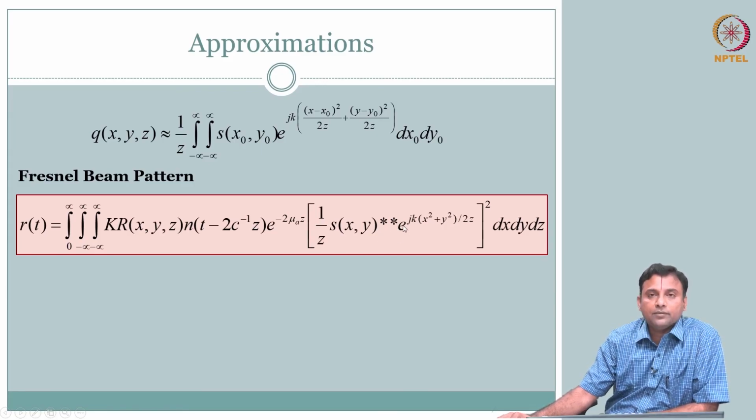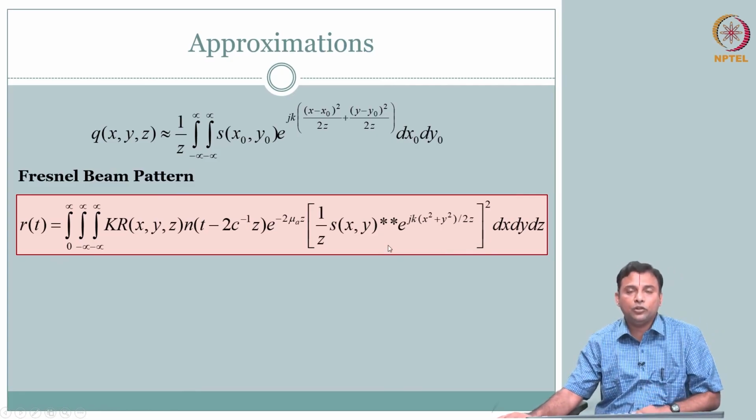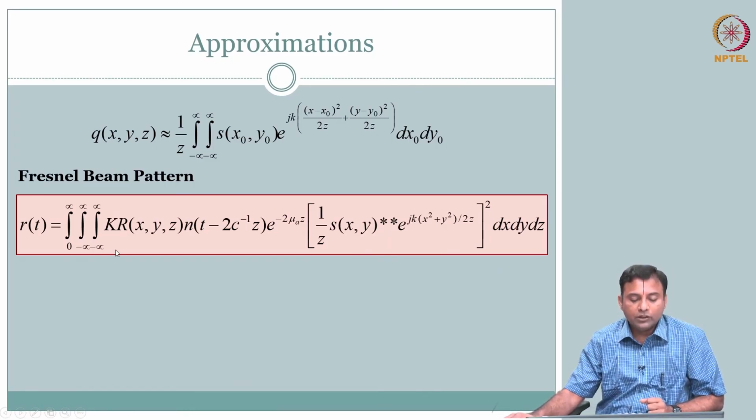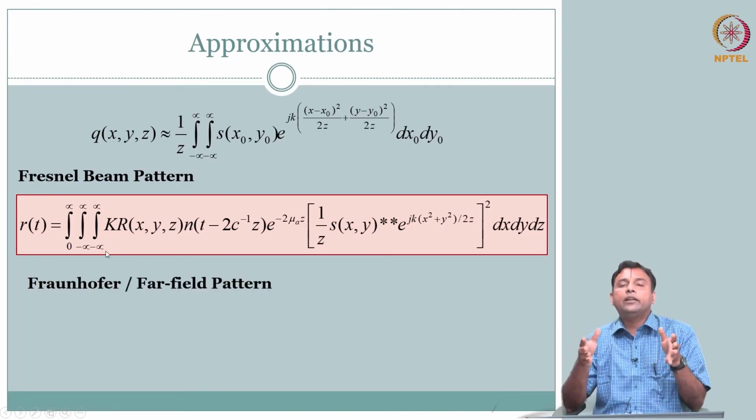two-dimensional convolution. So in some sense, instead of writing two integrals and integrating over dx naught dy naught, I have reduced this and recognized it as a convolution operator. Okay. So this is called your Fresnel beam pattern. This is holding good in the near field.